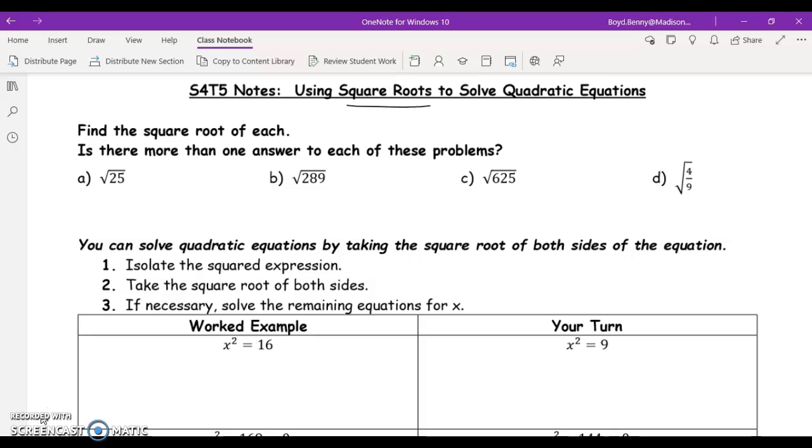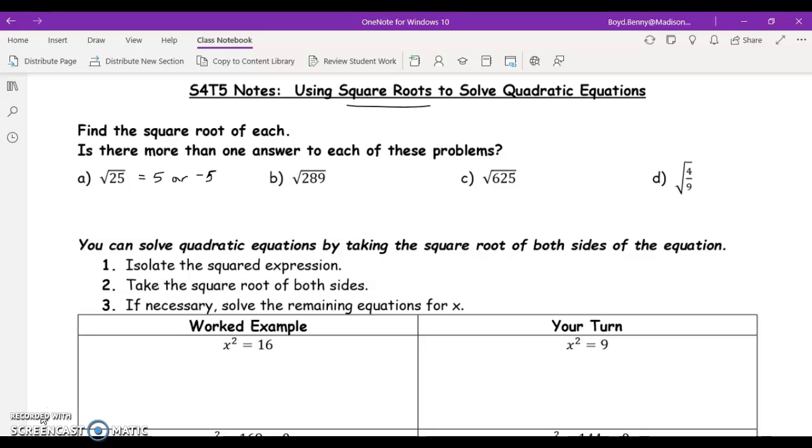Now here's a question for you. Is there more than one answer to each of these problems? So you guys probably know right off the bat that the square root of 25 is 5. But my question is, is there another answer to that problem? Well, there actually is. The second answer is negative 5.